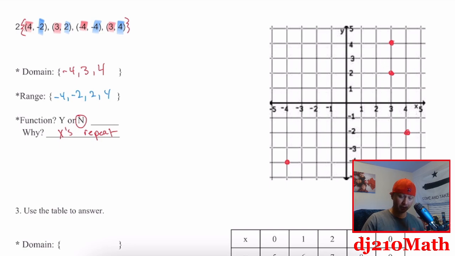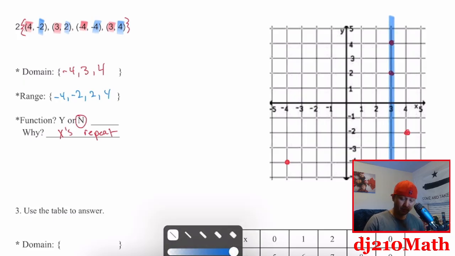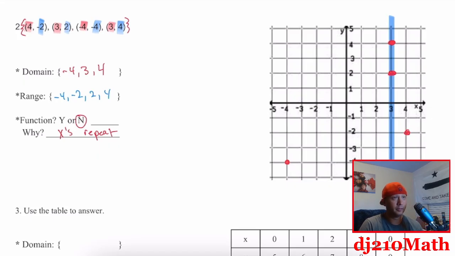And not only that, but if you look at the graph and you do the vertical line test right here, one input, two outputs. So fails, I guess, as a reason, we could put fails the vertical line test. Right, if you go off the graph. But just analyzing the domain, we saw that the x's repeat.